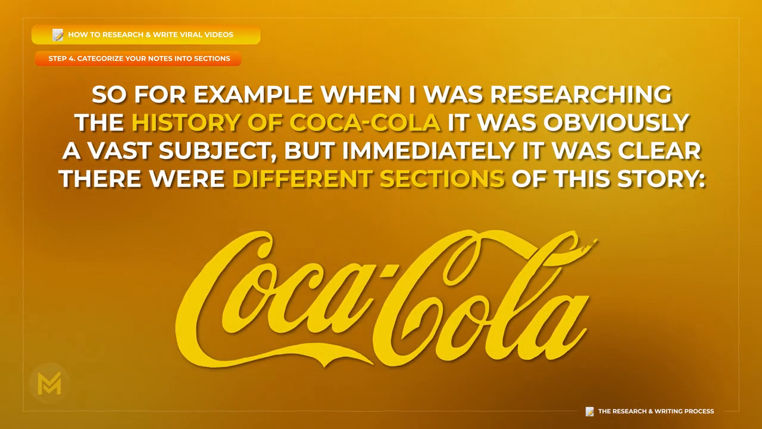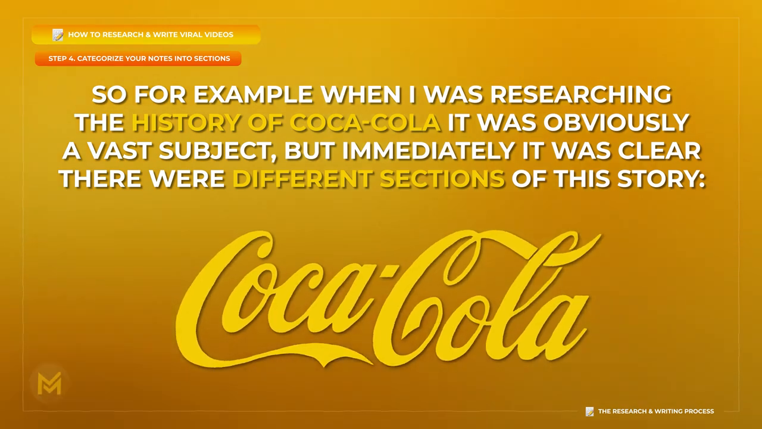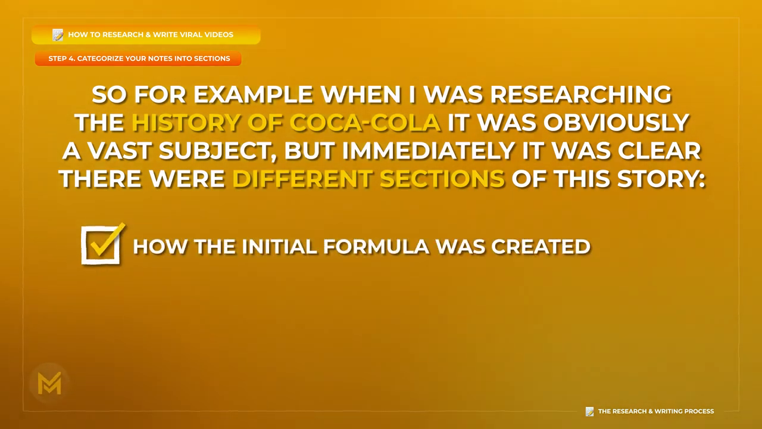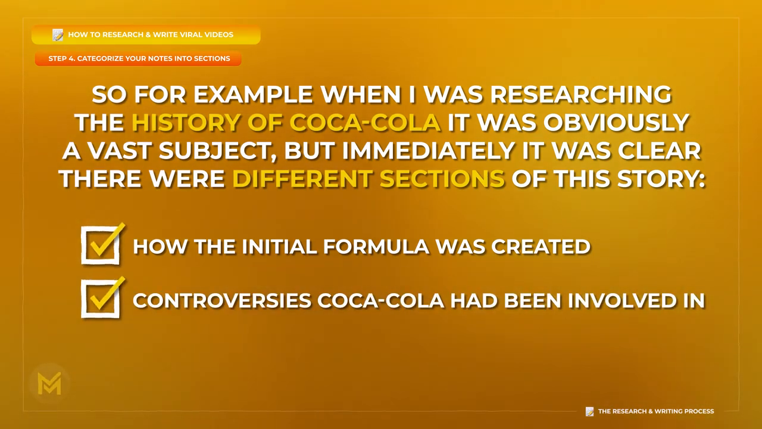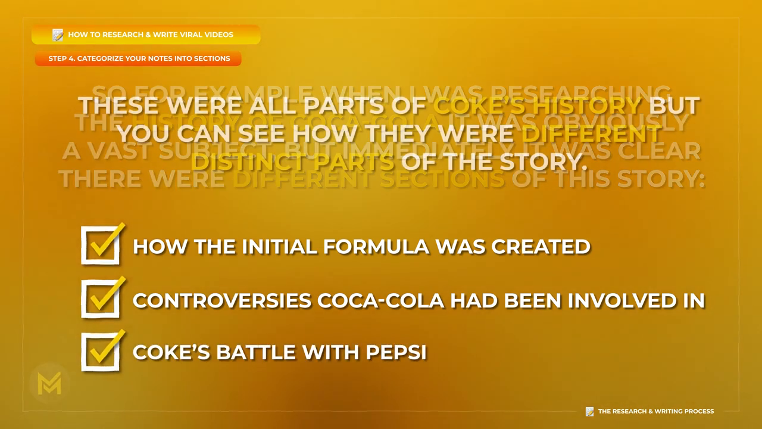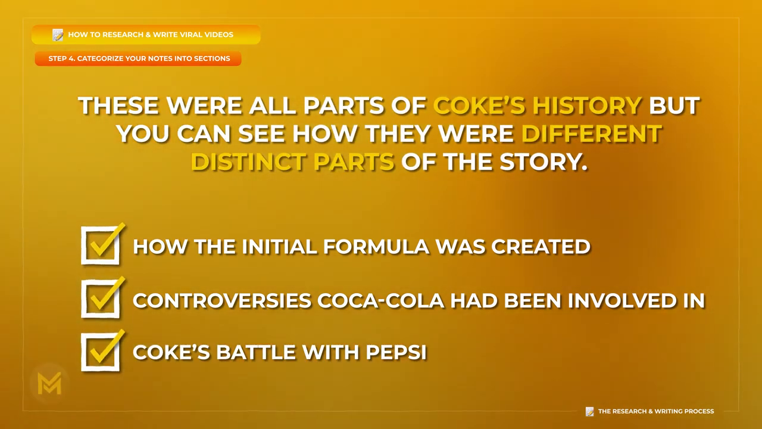So for example, when I was researching the history of Coca-Cola, it was obviously a vast subject, but immediately it was clear that there were different sections of the story, like how the initial formula was created, that was obviously one part. Then there was stuff I was finding about some of the controversies Coca-Cola had been involved in. Then there was stuff about Coke's battle with Pepsi. These were all parts of Coke's history, but you can see how they were different, distinct parts of the story.